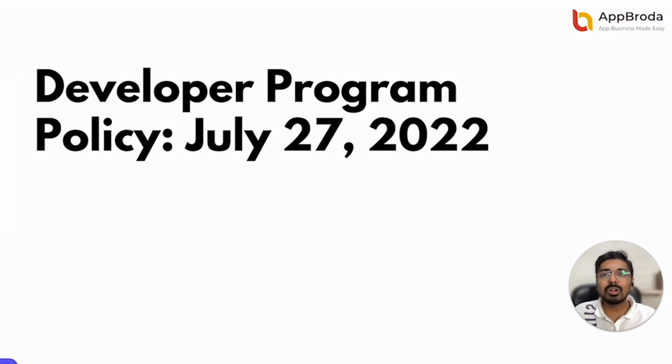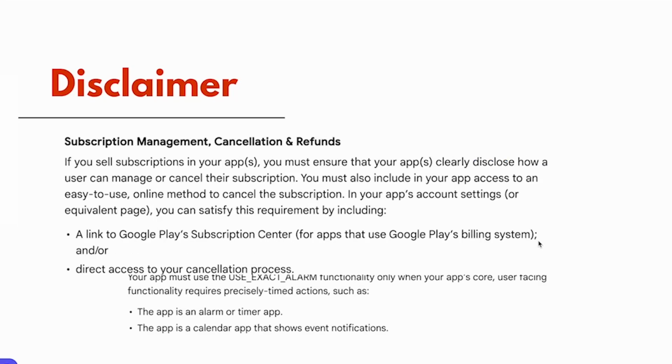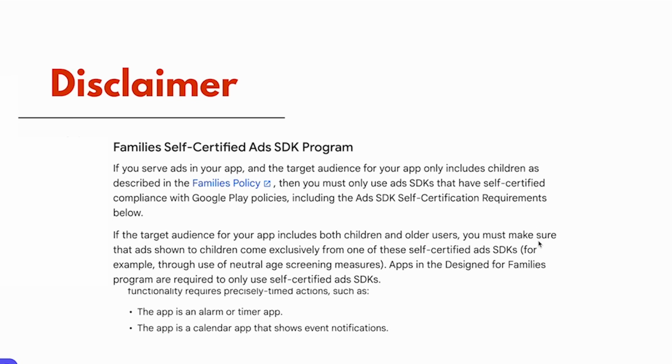So today, we will talk about the new developer program policies by Google. Before moving further, I would like to make you aware that the developer program policy by Google is a very extensive document and it covers a lot more than just ads and monetization, including topics like exact alarm permission, subscription management, and family self-certified SDK. So for the scope of this video, we'll only cover topics related to ad placement, monetization, user experience, and privacy. If you want to learn more about the other policy changes, feel free to visit the Developer Program Policy by Google. The link is in the description below.